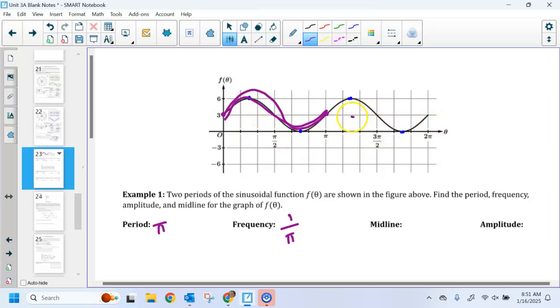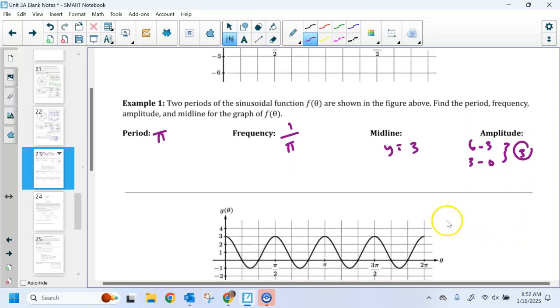Notice how my graph is shifted up here. So my midline, which is halfway between the max and the min, the max is at 6, the min is at 0, so the midline is the line y equals 3. And the amplitude, recall, is the distance from the midline to the max or the midline to the min, and those distances are 6 minus 3 or 3 minus 0. Either way, the amplitude is 3.